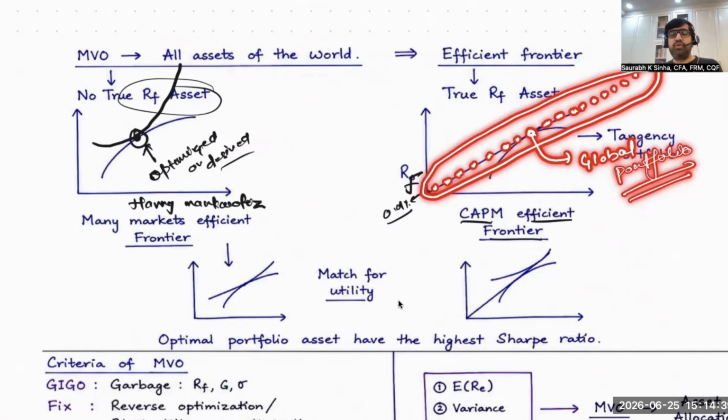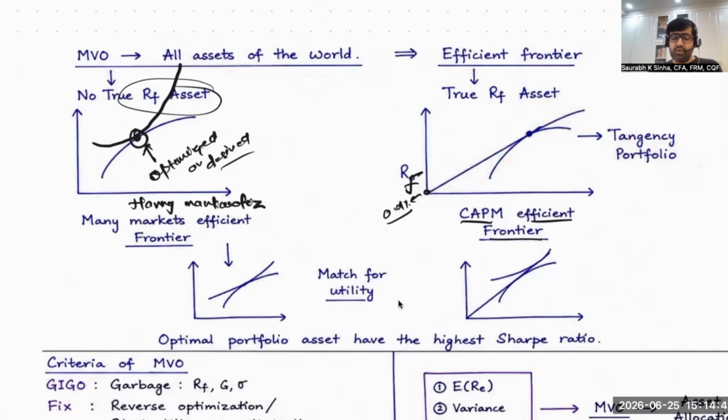Now how will you choose your portfolio? You will design your utility function for the investor, and wherever it touches that point is your desired portfolio. So they are saying you don't have to do any optimization if you are allowed to invest in all the assets of the world. Start with what? Start with the tangent portfolio if you know the true risk-free asset, or you start with the Harry Markowitz efficient frontier.